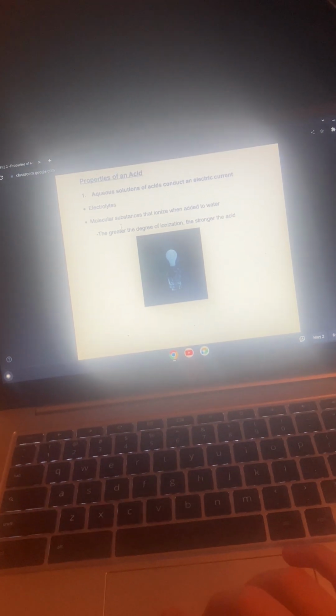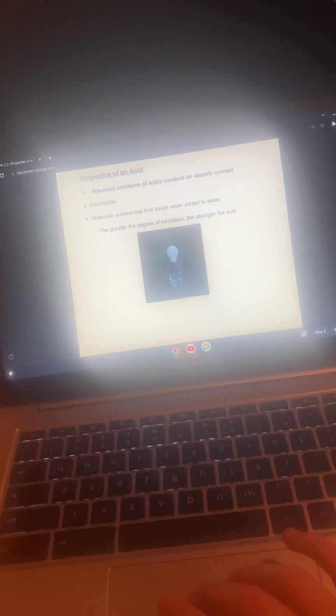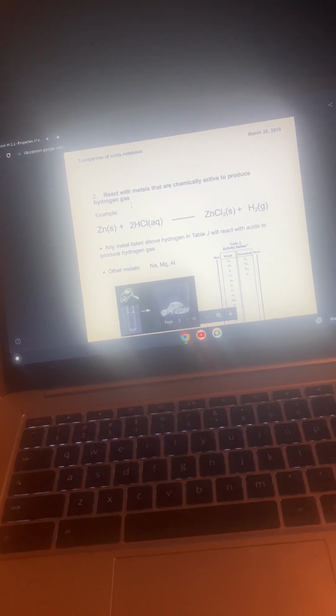Now, the properties of an acid include that the aqueous solution of acids conducts an electric current. Molecular substances will ionize when added to water, so that's an electrolyte. Reactions with metals: acids are chemically active and produce hydrogen gas. You can look at this on Table J, and everything except the group 11 metals is above hydrogen. That's also why it's on Table J.